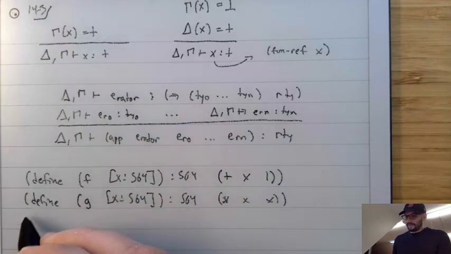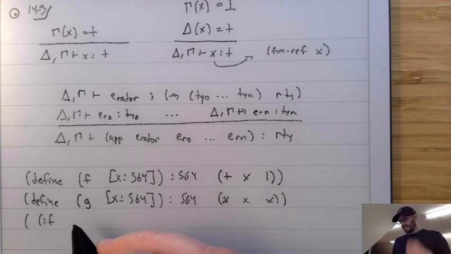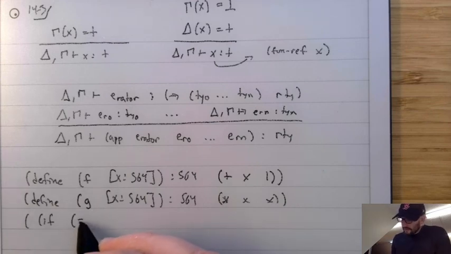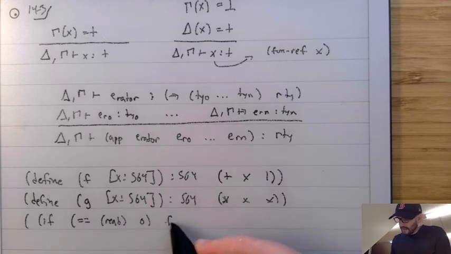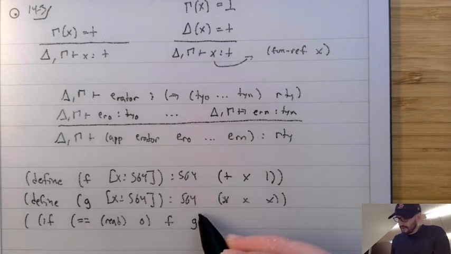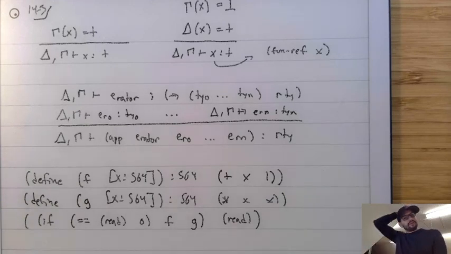And then we could write if, let's write if equal read is 0, then return f, otherwise return g, close the if, and then send in another read. Okay, so this is a valid program where the function we're calling depends on what number comes in. You type in a number, if it's 0, you do an f, otherwise you do a g, and then you read the result.